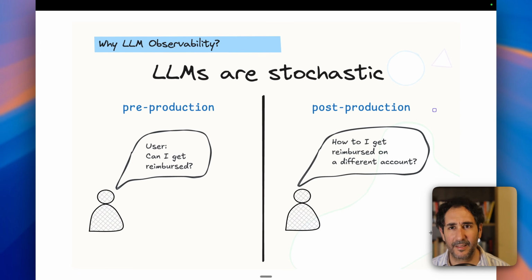The second thing is that LLMs are also stochastic, as we said. So you might have tried and tested your agent with questions like, can I get reimbursed, while working on the prompt and the chunking strategy, and it worked fine. But now you're going to put it in production and you are going to get very, very different requests from your user. You're going to get, for example, how do I get reimbursed on a different account? And the agent won't be able to handle these.